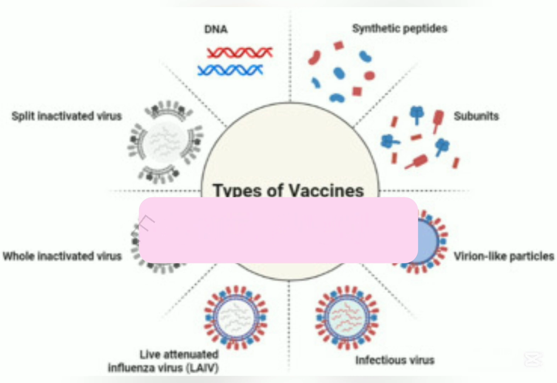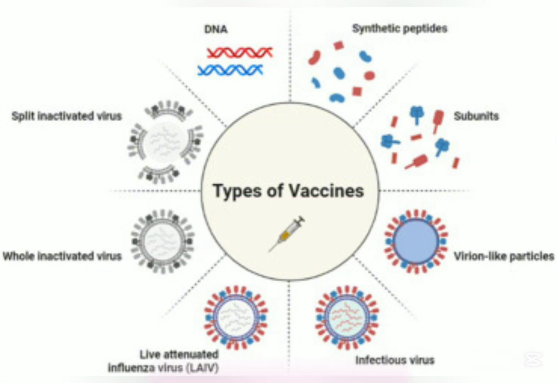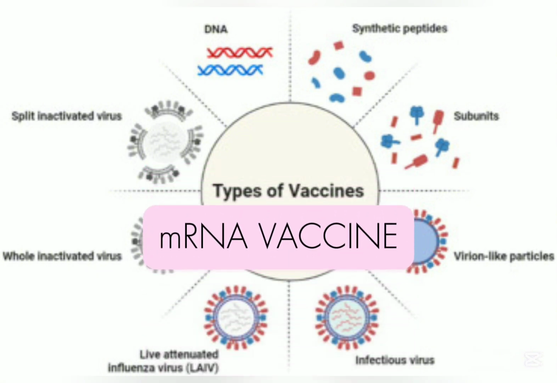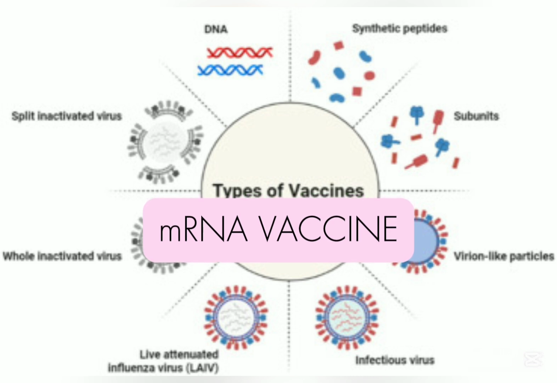Then the fifth vaccine type we have is the mRNA vaccine. These vaccines contain messenger RNA that instructs cells in the body to produce a protein that triggers an immune response. We have, for example, the COVID-19 vaccines. The characteristics: no live virus is used, making these vaccines safer for immunocompromised individuals. Rapid development and production, making them suitable for emerging infections.